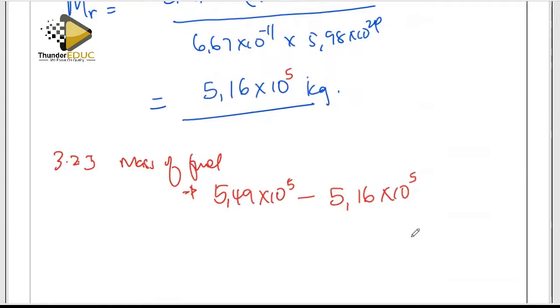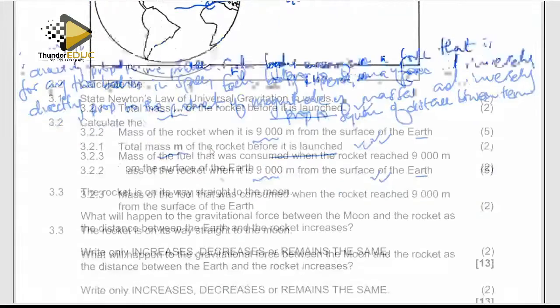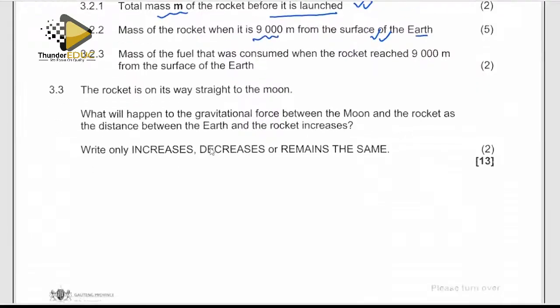So 5,49, we are subtracting 5,16, meaning that we have a 0,33. And then when we multiply it by 10 to the 5, we're getting 33 of fuel, okay? Or 3,3 times 10 to the 4. So that is how I would have approached that question for 2 marks. Then 3.3.